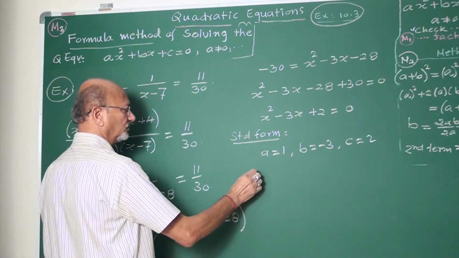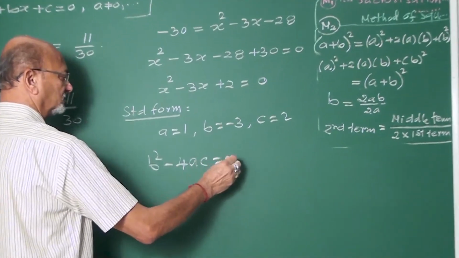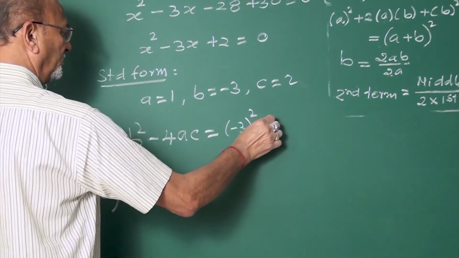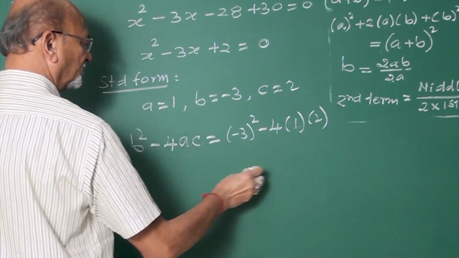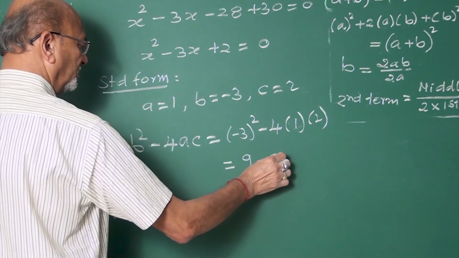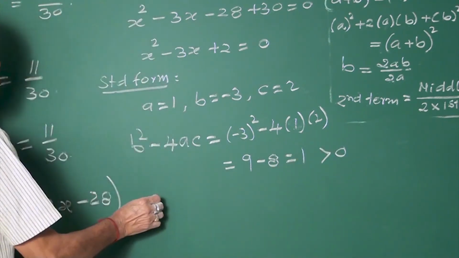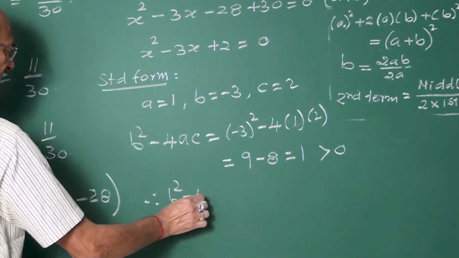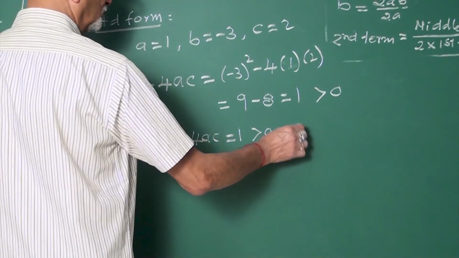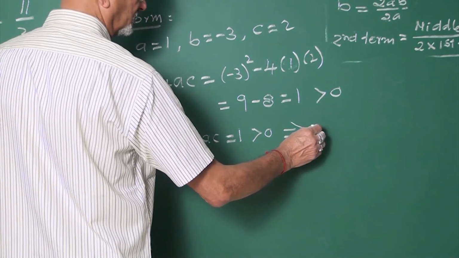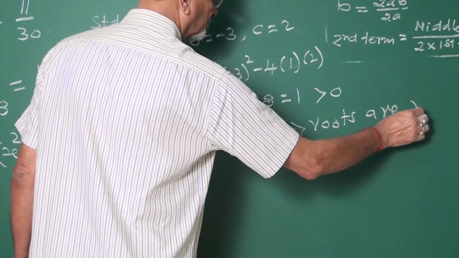Then you have to find b square minus 4ac. That is b square minus 4 into a into c, 1 into 2. What is this, my friend? It is 9 minus 8, which is 1. 1 means positive. Therefore, b square minus 4ac equal to 1, which is positive, implies roots are real and different. Roots are real and distinct.